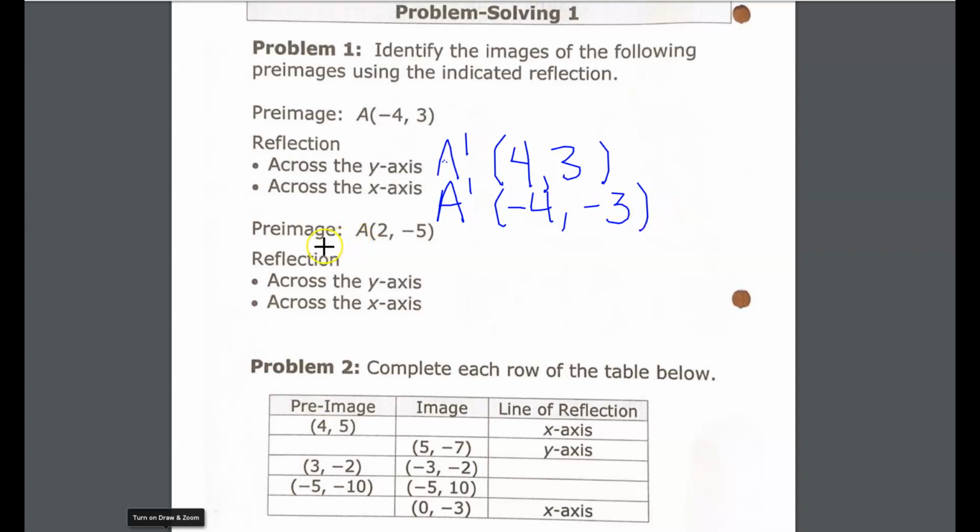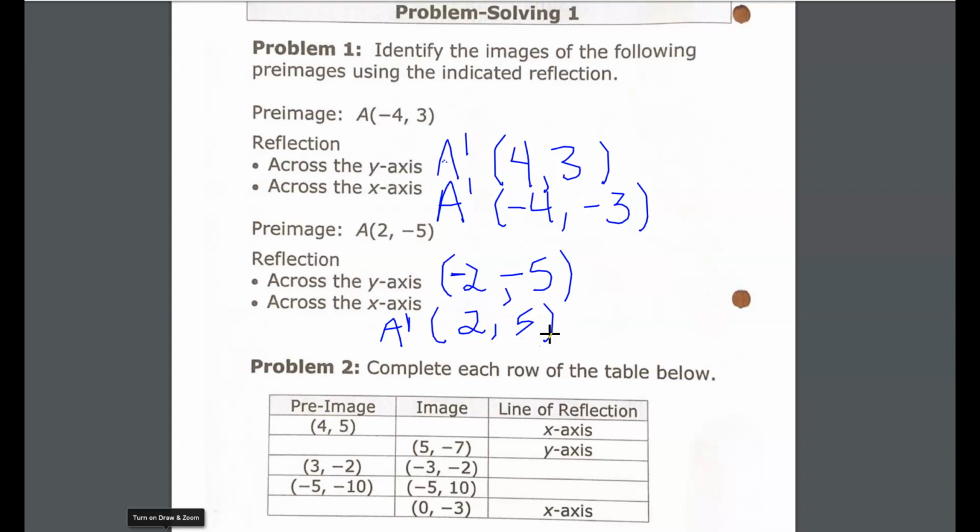All right, for the next one, our original point is 2, -5. So if we reflect it over the y-axis, -5 will stay the same because that's the y-coordinate, but 2 will become its opposite. If we flip it over the x-axis, then the new point, which we would label A prime, will be 2, and then -5 will change to 5.